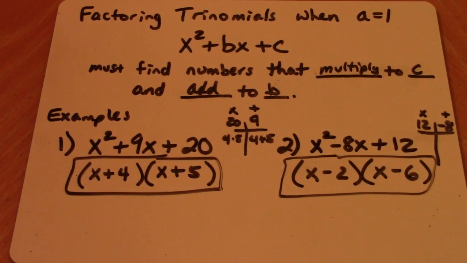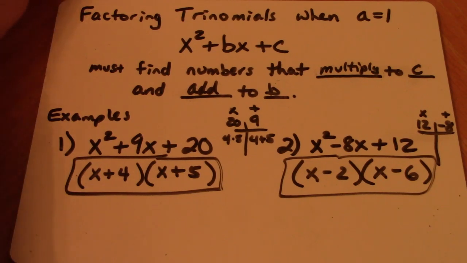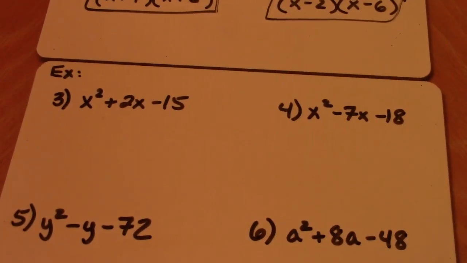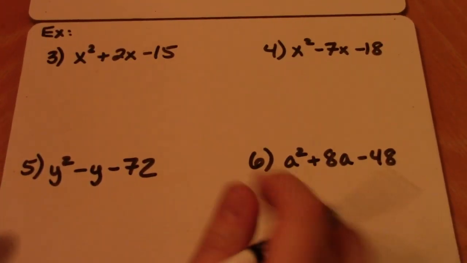Again, this type of factoring is something we've been doing since Algebra 1, and hopefully by now we are as close to mastery as we can get on a review topic. So here are 4 more examples. We're going to go through these as well.